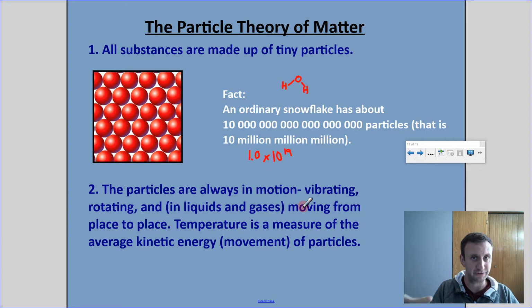Temperature, and you learned this in Science 7, is a measure of the average kinetic energy of particles. So when I measure the temperature of something, I'm actually measuring how much stuff is moving.